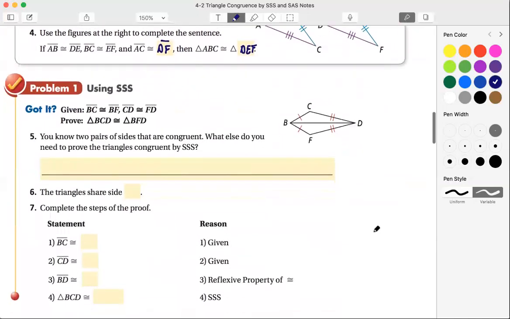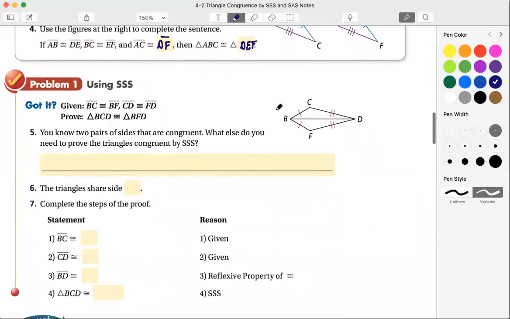Okay, so problem number 1. So I am given that line segment BC is congruent to line segment BF. Notice the marks. Line segment CD is congruent to line segment FD. Notice the 2 marks. We want to prove the top triangle is congruent to the bottom triangle. I know 2 pairs of sides that are congruent. What else do I need to know to prove by using SSS? Well, I have 2 sides. I need a 3rd side. So I need a 3rd pair of congruent sides. So the triangles actually share a common side, side BD.